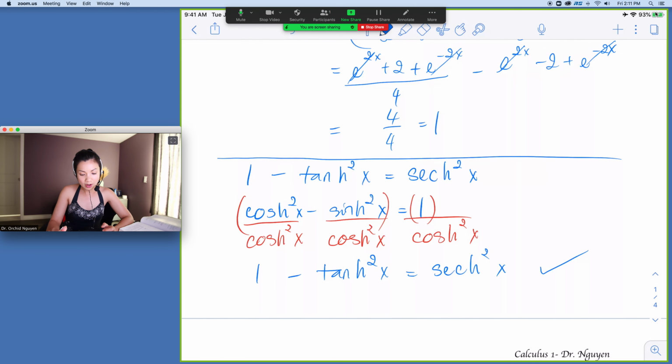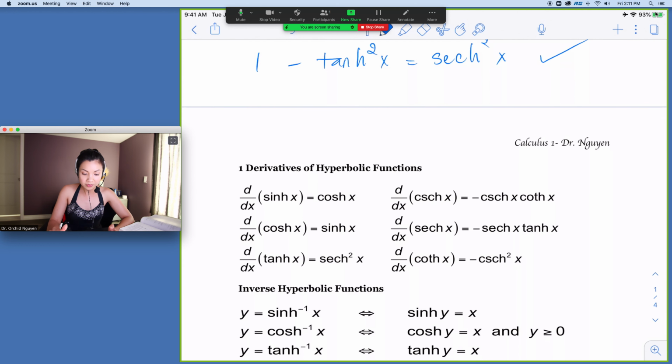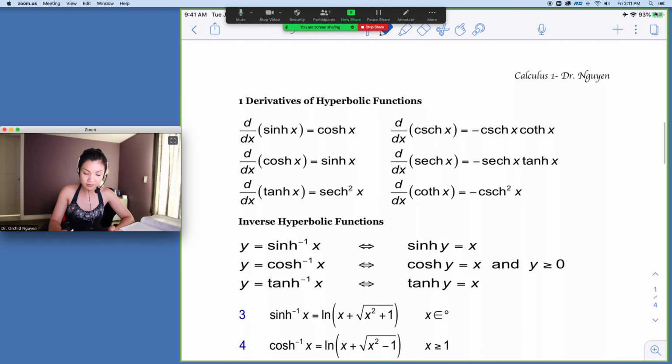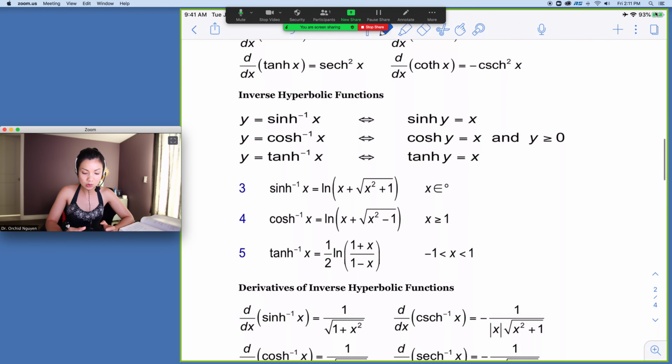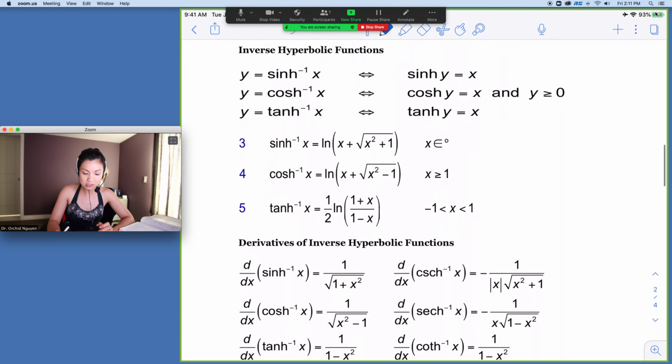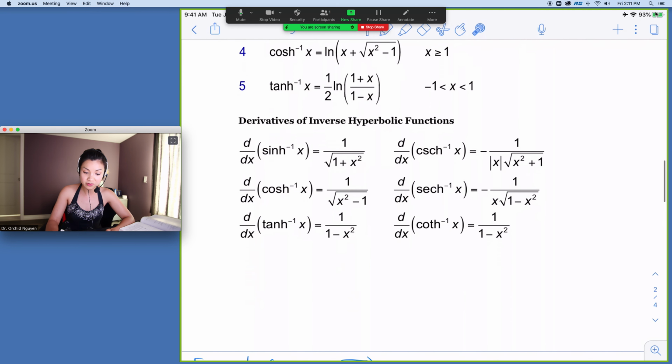Okay, all right, so these are the derivatives of these functions, and we have the definition of the inverse. They are similar. I know it's a lot to memorize. I don't expect you to memorize everything, but like I said, they are similar to the trig functions. As you can see, the derivative of the inverse is just like the derivative of the trig function.